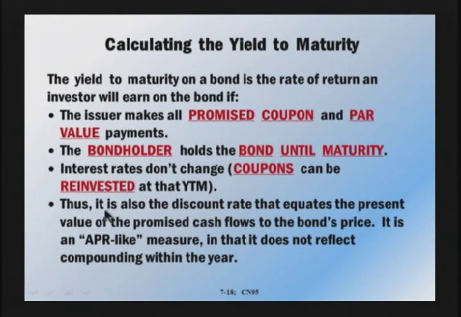Well, that means the YTM is the discount rate that equates the bond's price with all the future cash flows you're going to get from that bond. You determine the bond's price by discounting all those future cash flows at the yield to maturity, and that gives you the bond's price. And it is an APR type measure, so it does not reflect compounding within the year. For a semi-annual coupon bond, it's the semi-annual rate that is simply multiplied by 2 to calculate the yield to maturity.